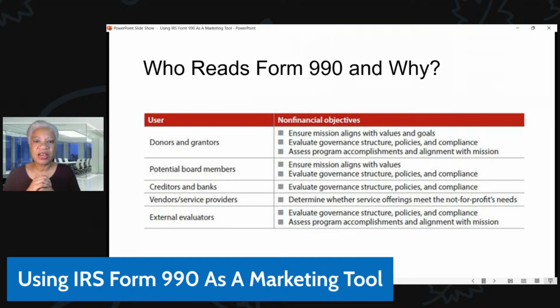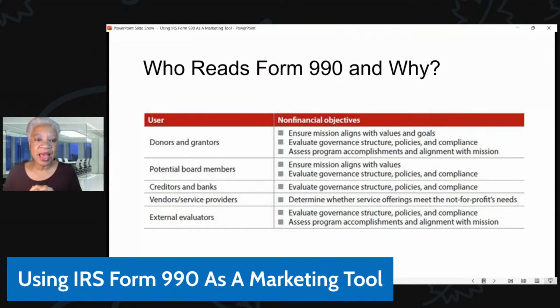And then external evaluators will take into account your governance structures, policies, and compliance, again, to be able to write a strong report for you and make some recommendations as to how you might improve. They also want to assess program accomplishments and the alignment with mission. They'll have other tools that they can use to do that, but they want to make sure that every process you do as an organization is in sync, right? So, those are the different audiences.